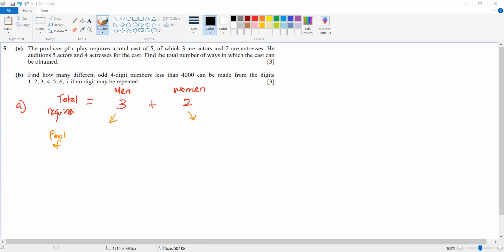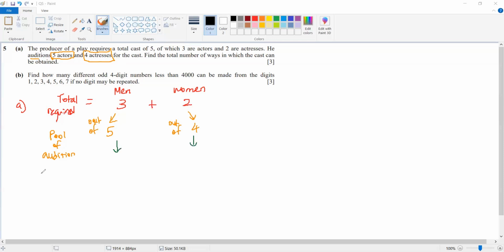So there are 5 actors. I'm getting this word, auditions. It means from the audition is like a pool of audition. There are 5 actors here and 4 actresses. So this part is 4 out of 4. So 2 out of 4 and this one 3 out of 5. So how can we do a combination of that? So the number of ways to choose.